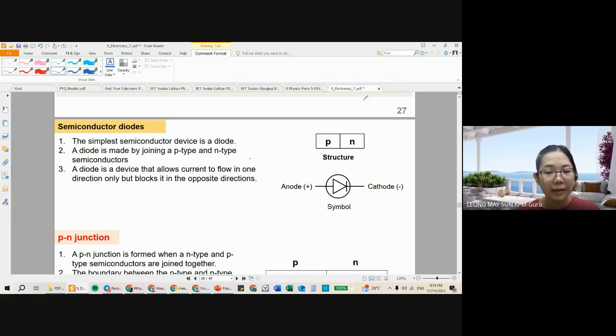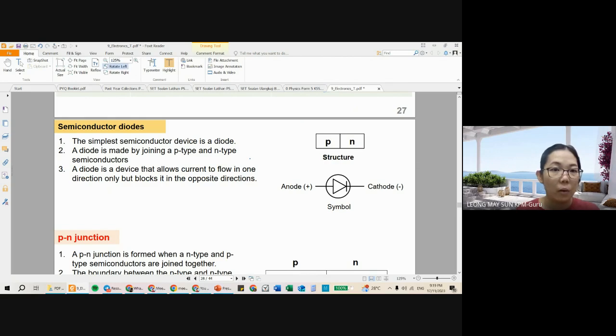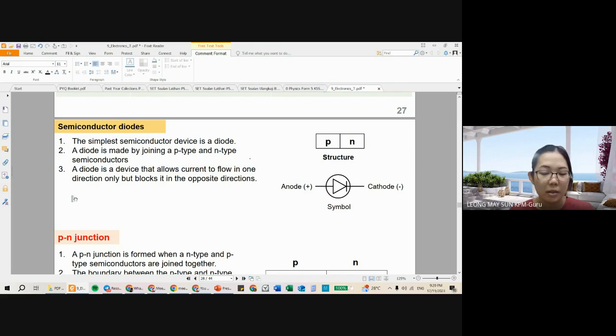Now, one tip for you guys for diodes or transistors: the arrow always points to the n-type semiconductor. All right, the arrow always points towards the n-type of semiconductor.